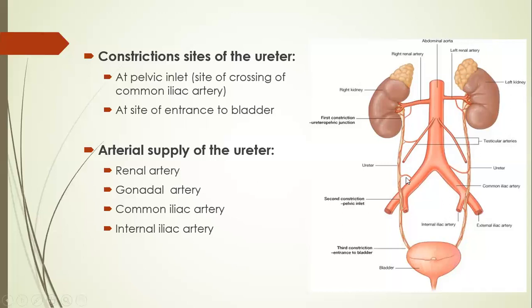Then in the lower upper part, it will be the common iliac artery which will be giving branches. Then as it goes down, it will be the internal iliac artery, one of the branches of the common iliac artery, which will give branches to the lowermost part of the ureter. So it is supplied by multiple arteries. In the upper part, it is supplied by the renal artery. In the middle part, it is supplied by the gonadal arteries as well as the common iliac, and in the lower part by the internal iliac arteries.